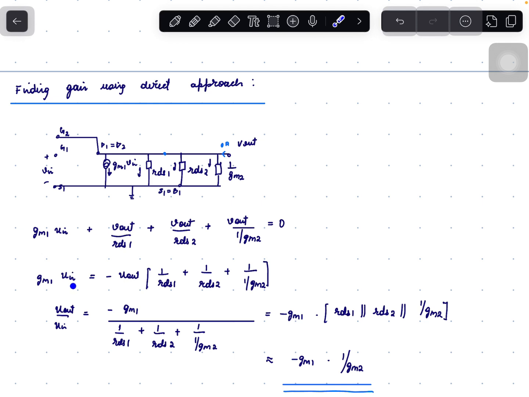So Vout by Vin is nothing but minus GM1 divided by this term. This is nothing but minus GM1 times RDS1 parallel RDS2 parallel 1 by GM2, just as shown here. Since RDS1 and RDS2 are very large values compared to 1 by GM2, we can approximate this as minus GM1 times 1 by GM2.